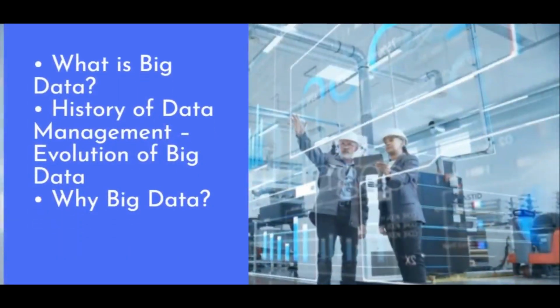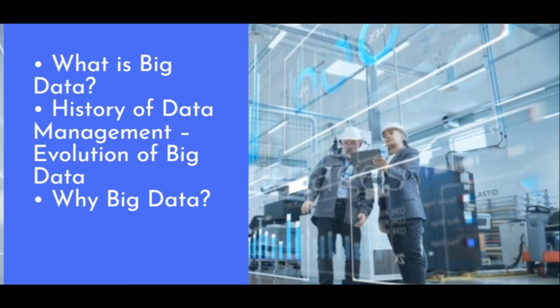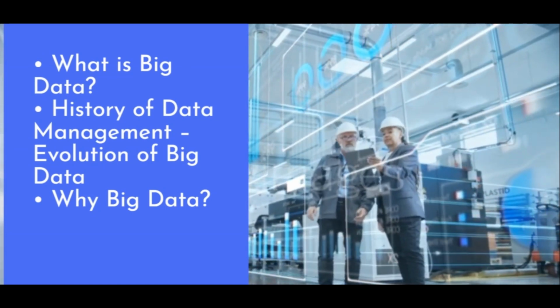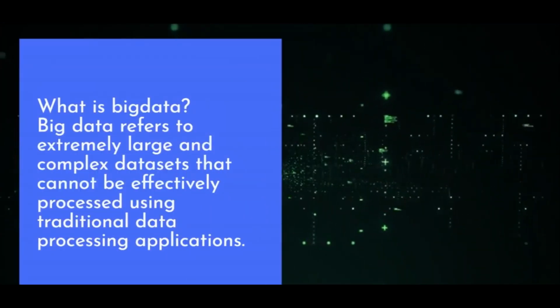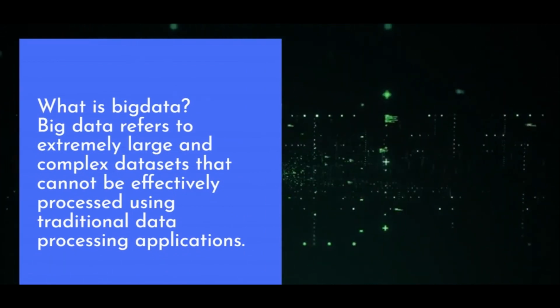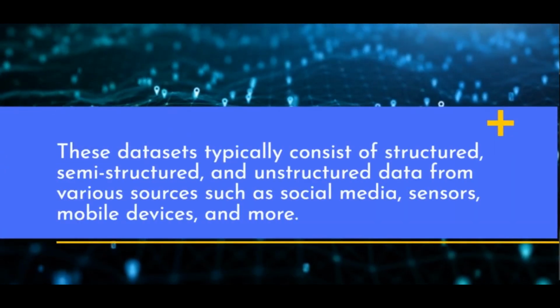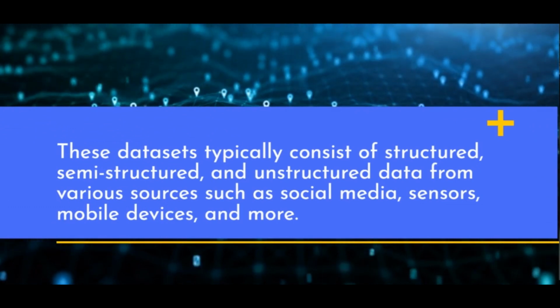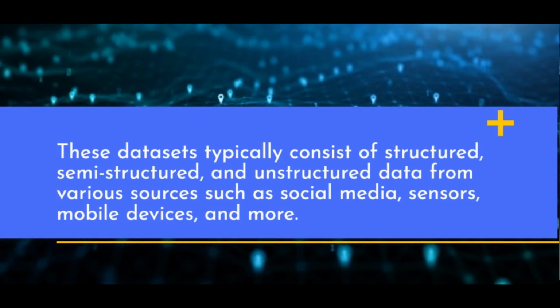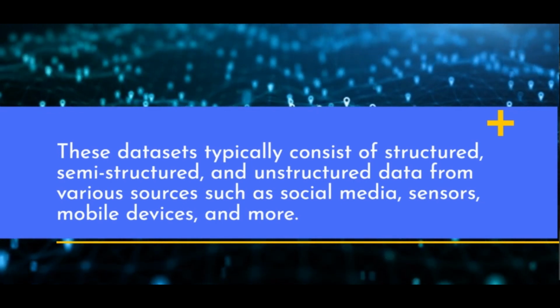What is big data? History of data management, evolution of big data. Why big data? Big data refers to extremely large and complex datasets that cannot be effectively processed using traditional data processing applications. These datasets typically consist of structured, semi-structured, and unstructured data from various sources such as social media, sensors, mobile devices, and more.